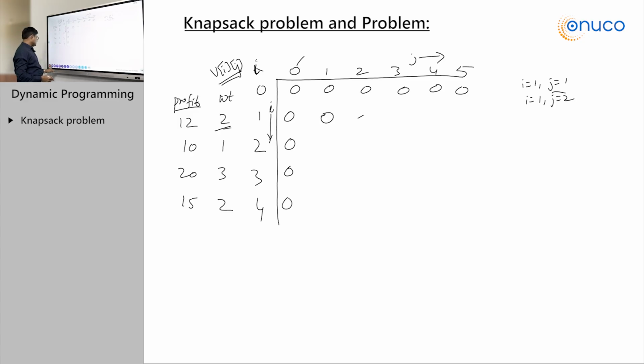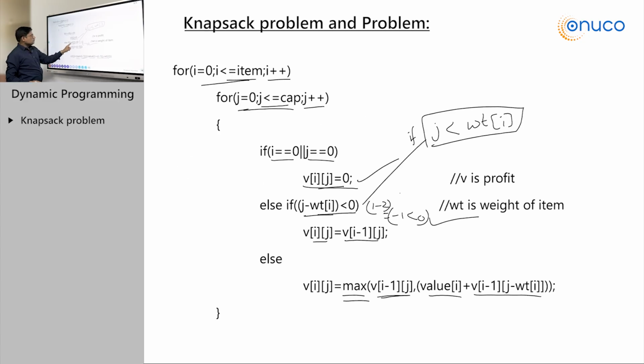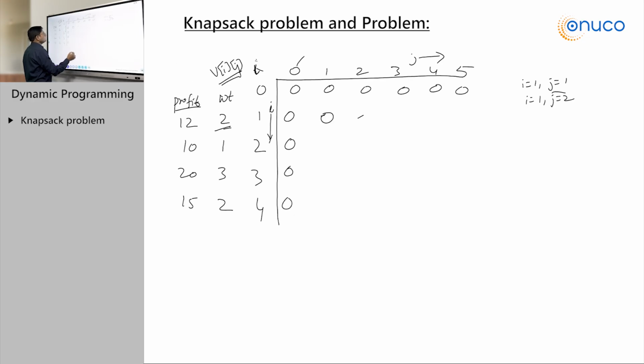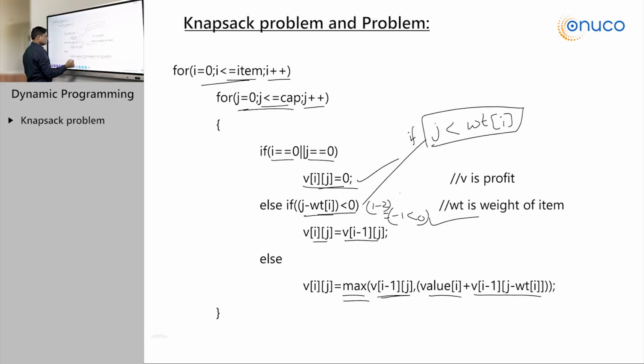In that case, 2 minus 2 is 0, and 0 is not less than 0. In that case, it will come in the else part. And what is in the else part? V of i,j is equal to max of V of i minus 1, j. Previous row, same column. It is 0. So this part is 0, comma.